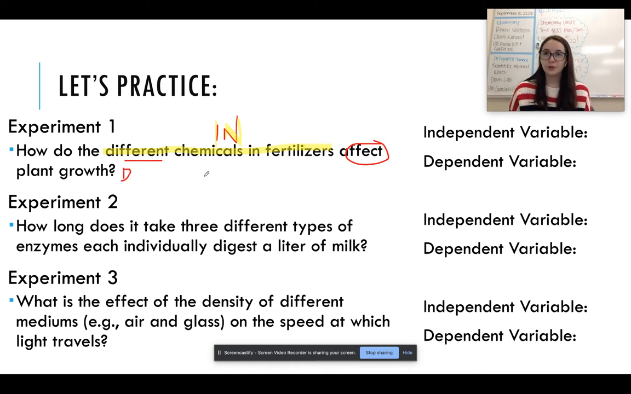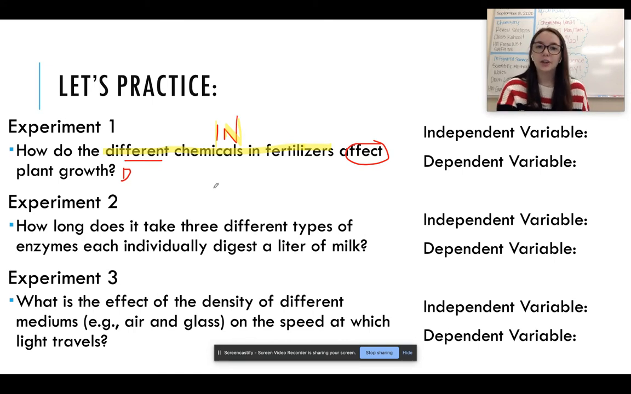Now I want you to do experiment 2. It reads, how long does it take 3 different types of enzymes each individually to digest a liter of milk? So pause this and write down your independent variable and your dependent variable. Cool. I'm assuming you're back.